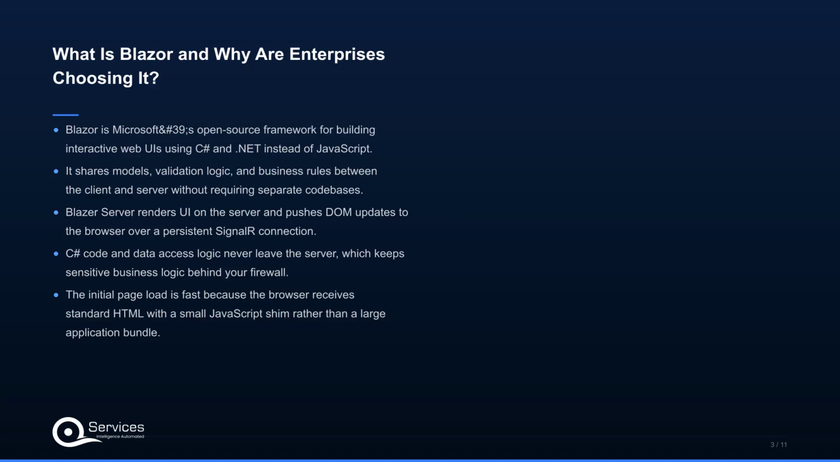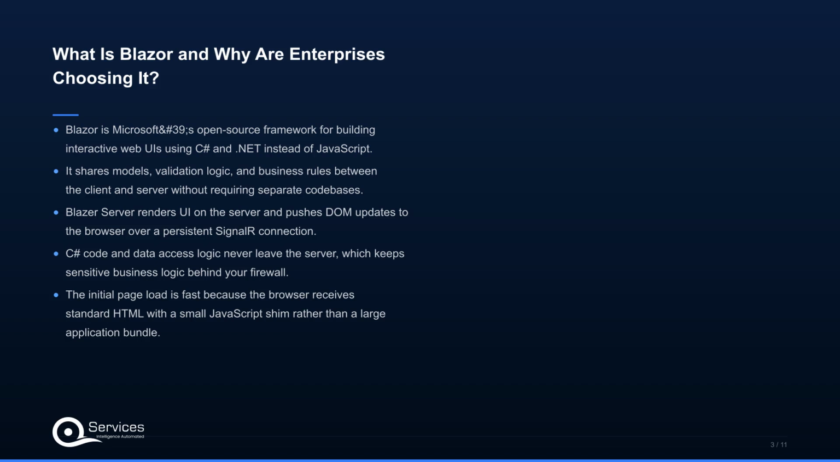projects. According to Microsoft's Blazor documentation, Blazor supports 3 hosting models: server, WebAssembly, and auto, each with distinct trade-offs on latency, security, and deployment complexity. The decision between them is less technical than most teams expect, and it comes down to where your users are, how sensitive your data is, and how your team is staffed.